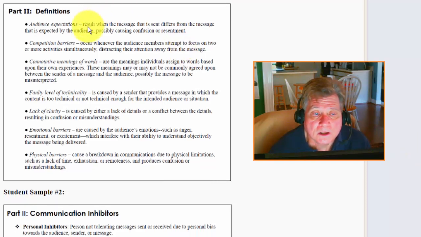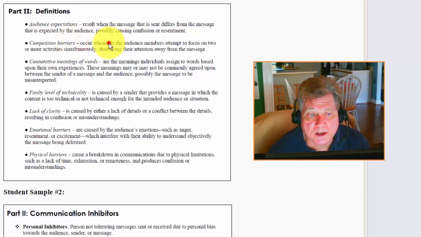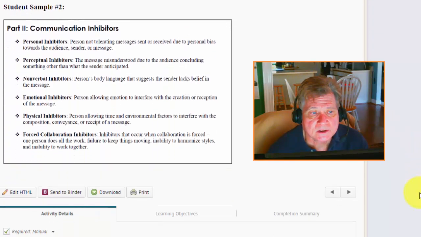So look here and you'll see that each of the definitions begins with a verb for the student. Audience expectations result when. Competition barriers occur whenever. Connotative meanings of words are the. Faulty level of technicality is caused. So notice we have the inhibitor and then a verb. The inhibitor is being used as the subject of a sentence.